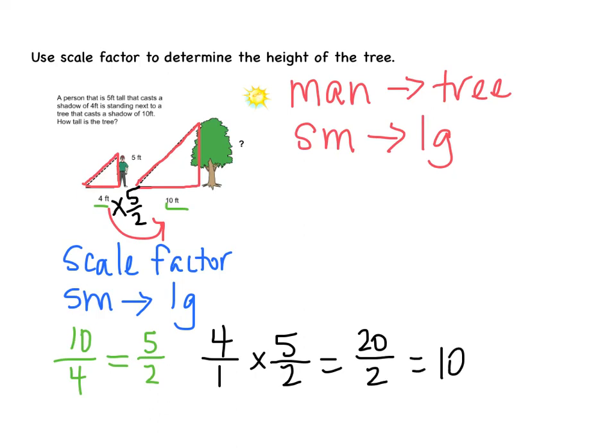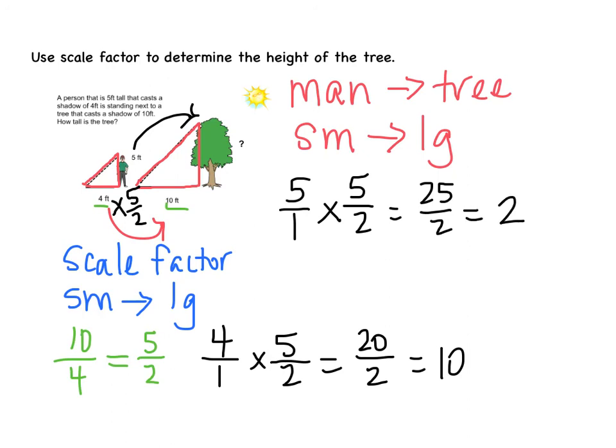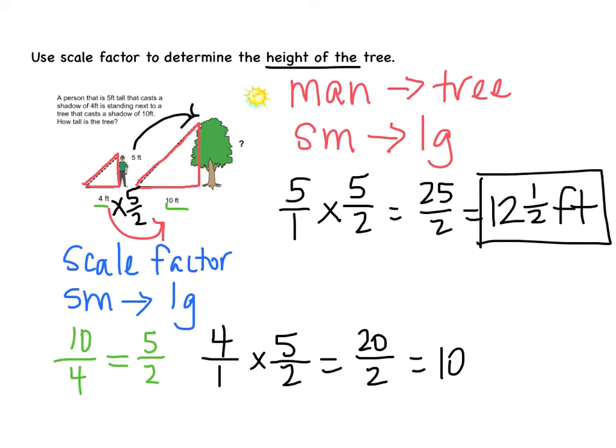So we are correct. So now let's apply that scale factor to the man's height. So we're going to take 5 feet, so 5 over 1, and multiply it by our scale factor of 5/2 to get 25 halves, which simplifies to 12.5 feet, which is the height of the tree.